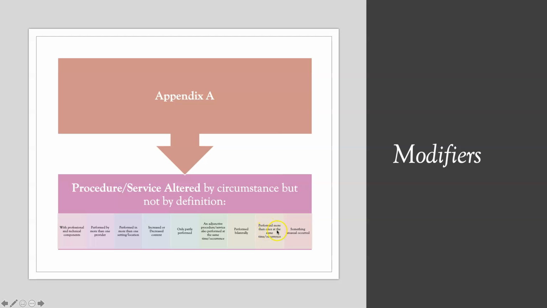Another example, performed more than once at the same time occurrence. And we kind of went over that when we talked about add-on codes, that you could, because of the percentage with that burn debridement, you could end up using it more than once at the same time occurrence to clearly define the percentage of what was being done. You might also have a modifier because something unusual occurred. These are the most common reasons you would use a modifier. They are not the only reasons you would use them. You need to look at Appendix A for all of the reasons, but these are some basic ones that you just need to be familiar with.